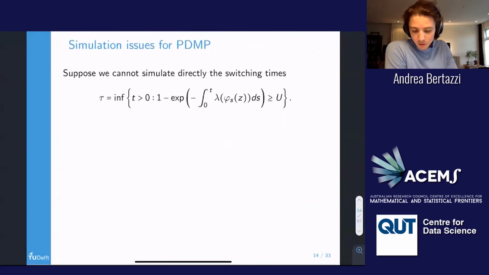And in particular, for the rest of the talk, I will simply assume that we cannot simulate directly the switching times, but that we can simulate the flow map. So we can simulate the deterministic dynamics, and we can also simulate the Markov kernel. So this is really the zigzag setting.